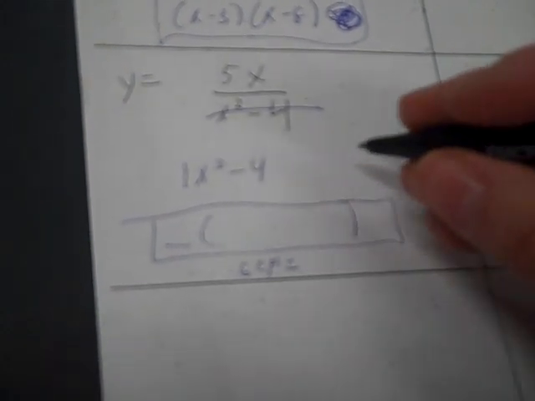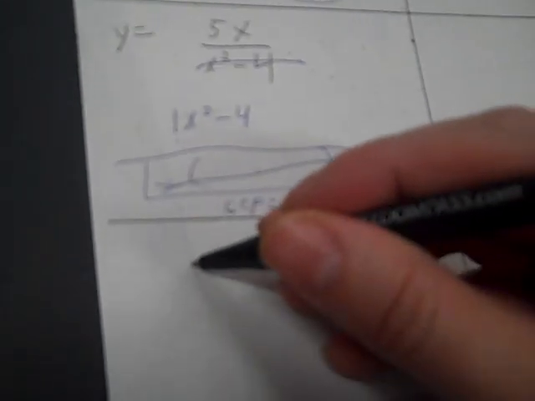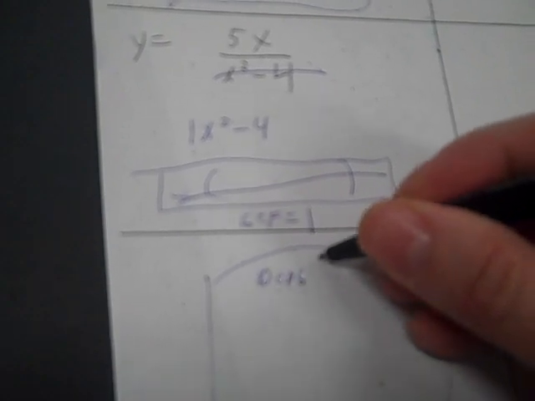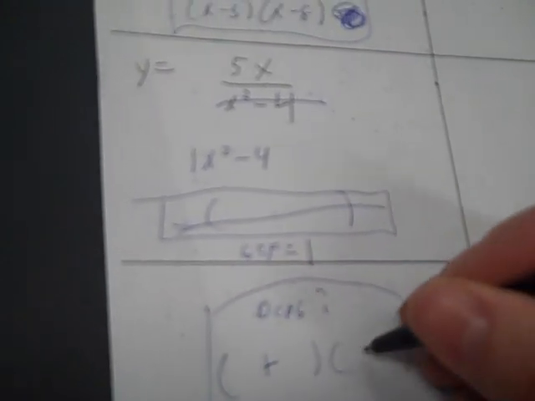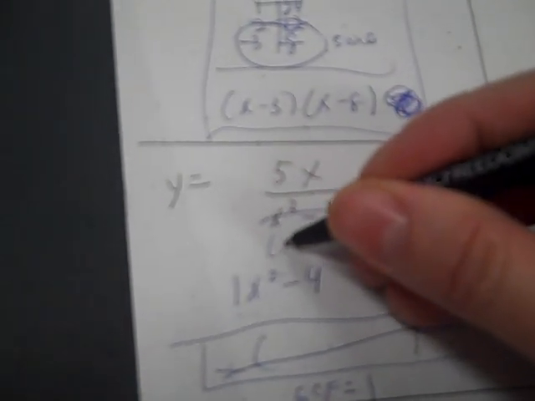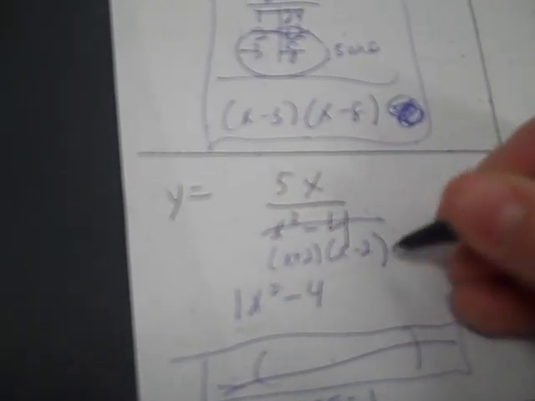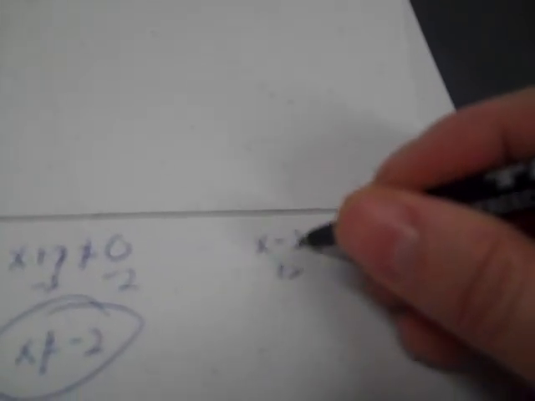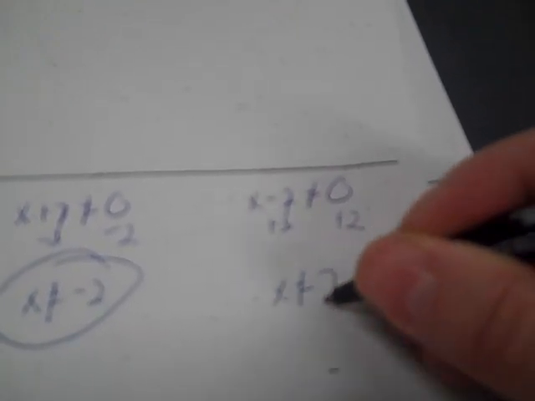Okay, so GCF would be 1, and then we see if it's a difference of perfect squares, which it is, because you can go x times x. I'm not even going to put a 1 in front of it. And then 4 is 2 times 2. So I rewrite that as x plus 2, x minus 2, and then I know the two things that it can't be. So x plus 2 cannot equal 0. x minus 2 cannot equal 0. So I subtract 2 and I get negative 2. It can't be equal to negative 2. Then plus 2, and x cannot equal 2.